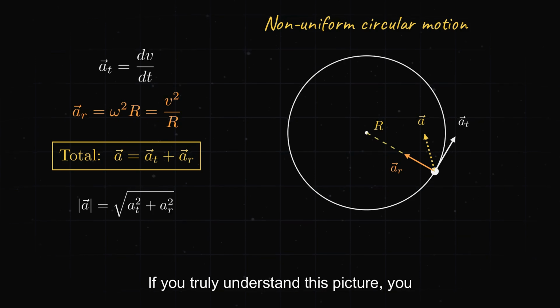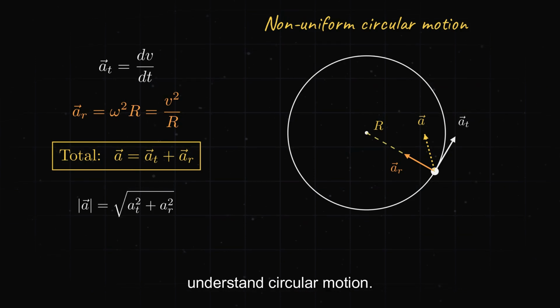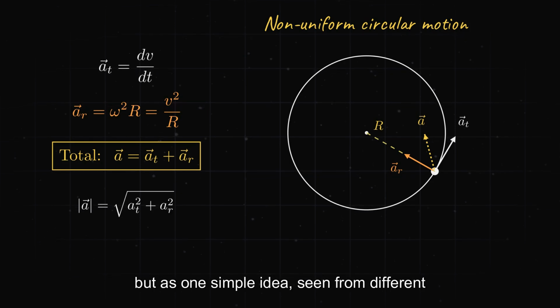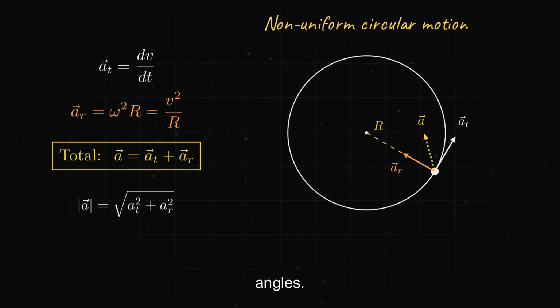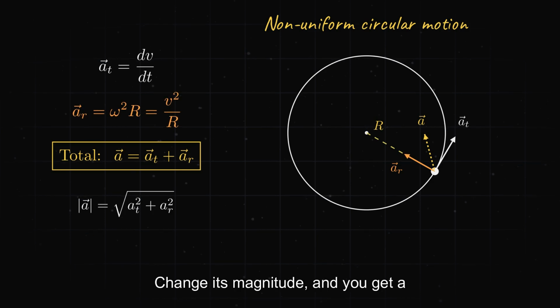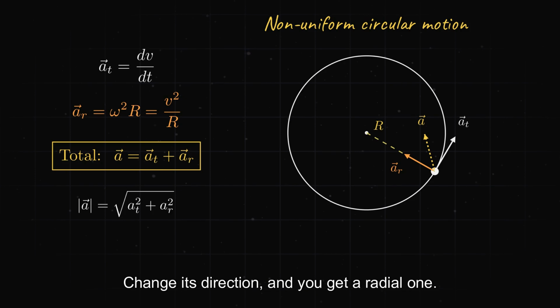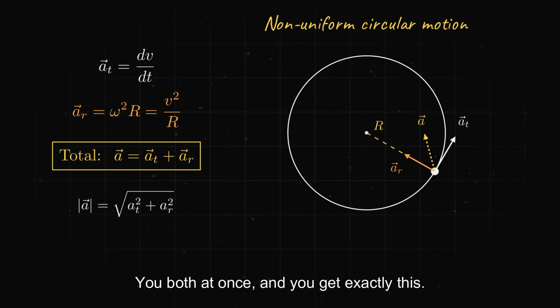If you truly understand this picture, you understand circular motion, not as a list of formulas to memorize, but as one simple idea, seen from different angles. Velocity is a vector. Change its magnitude, and you get a tangential acceleration. Change its direction, and you get a radial one. View both at once, and you get exactly this.